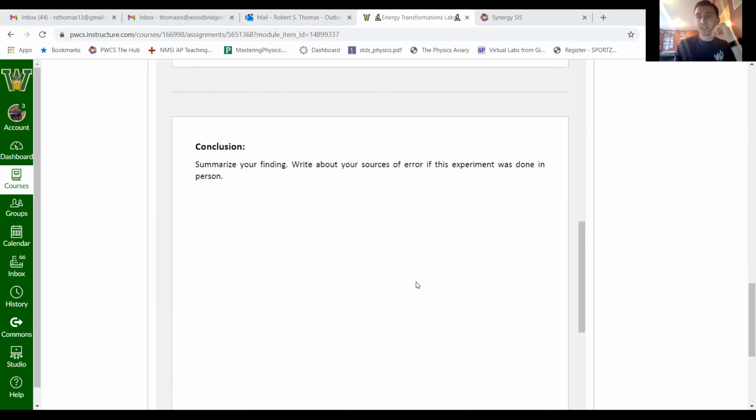Conclusion, again, basic things: summarize what you found, and then give me a source of error or sources of error if we were to do this experiment in real life. Talk about work, talk about stuff like that. So talk about where could you lose energy? Where were there errors possibly? Okay, this should be easy to get a whole bunch here.